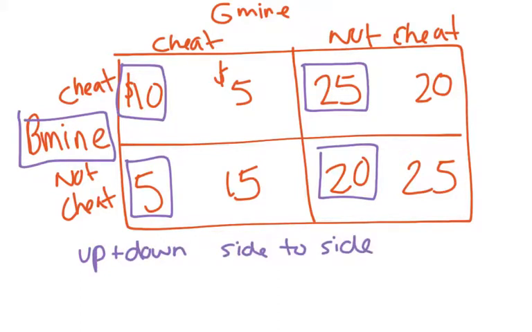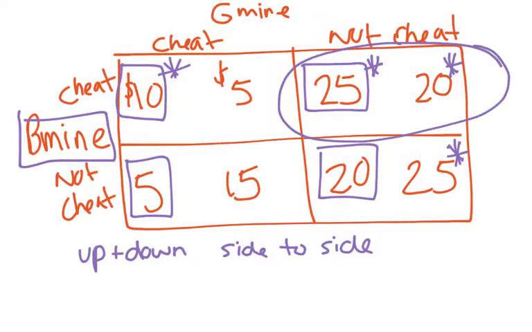I'm comparing the numbers up and down for the first row. That's 10 or 5. 10 is higher than 5. For the second set of numbers, 25 or 20. 25 is higher. So up and down for the first set of numbers, and then for the second set of numbers you're going to do side to side. Do you want 5 or 20? You'd rather have 20. 15 or 25, you'd rather have 25. The Nash equilibrium is where the two stars are together. So that is the Nash equilibrium. That is what each of the companies will decide.